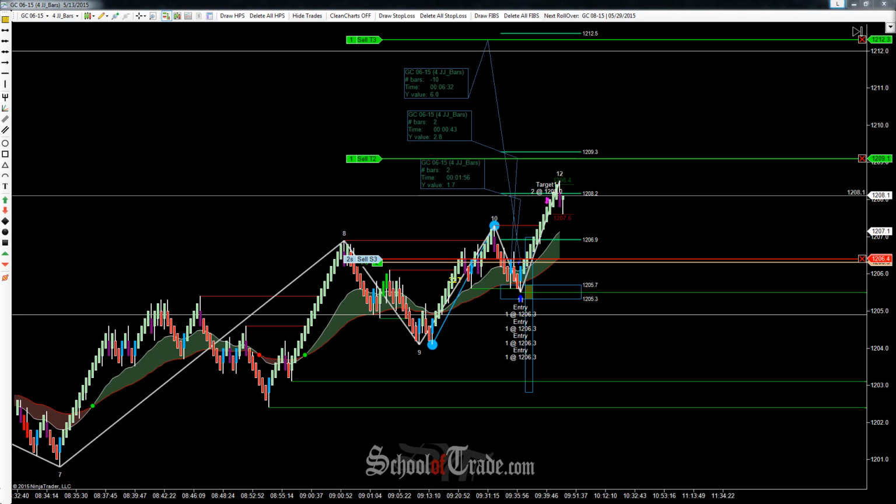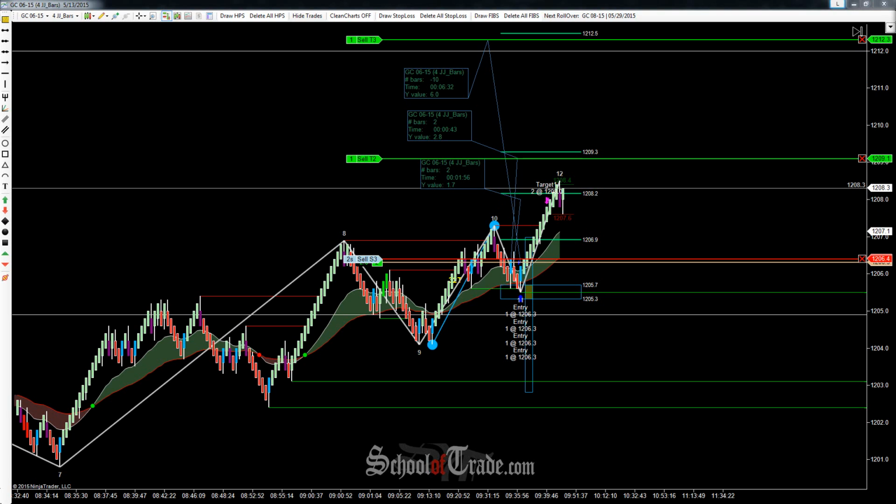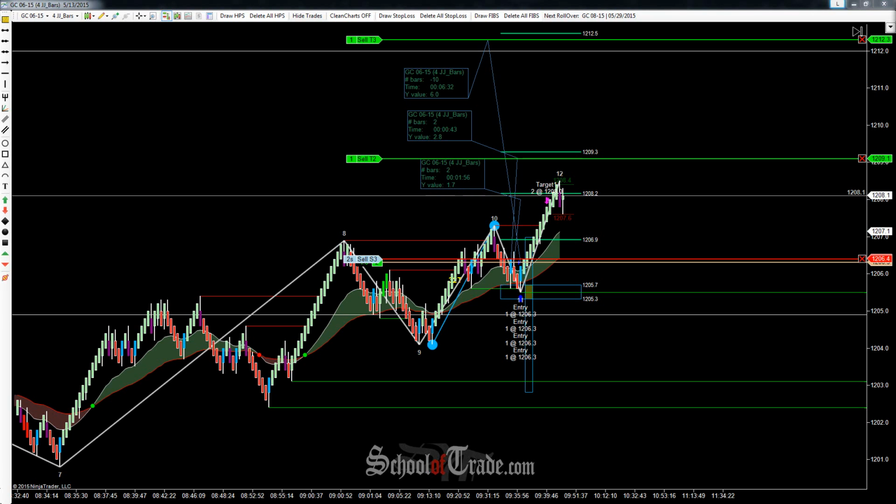Now, some folks will just trail their stop anyway, and I don't blame them. I like putting money in the bank, right? But after you get that second target, you're only risking one more contract, and we've already got a chunk of change put in our pockets. So I'm not super concerned if it comes all the way back down and stops me at break even, because I know that I've locked in three of the four contracts.